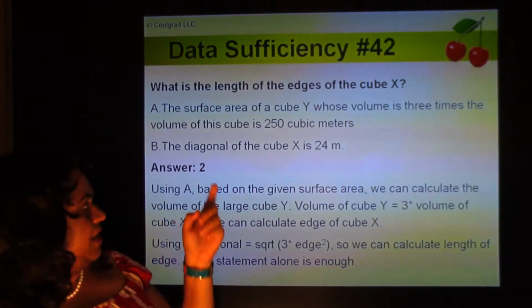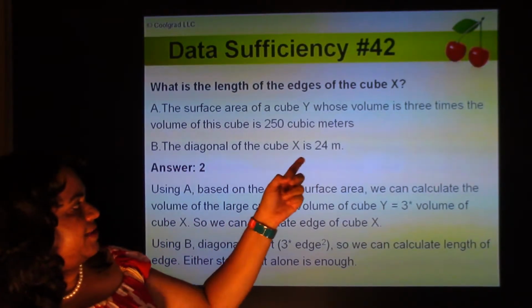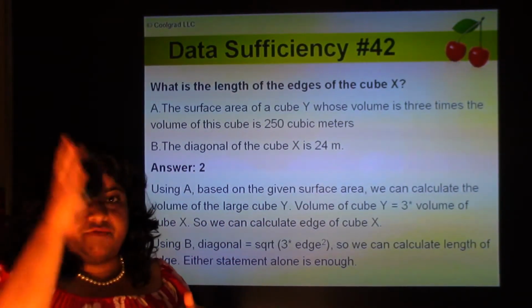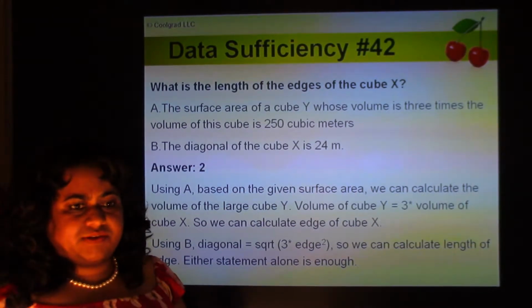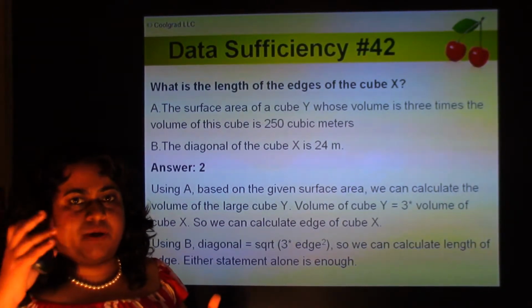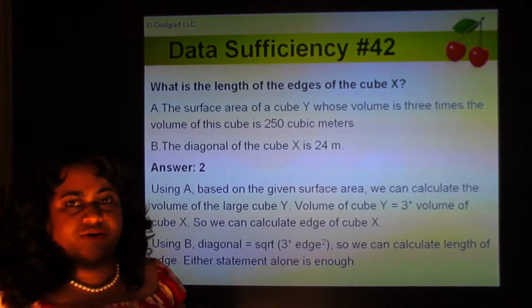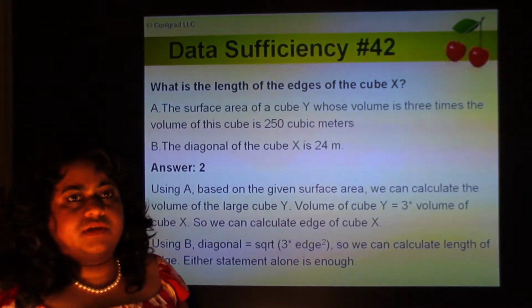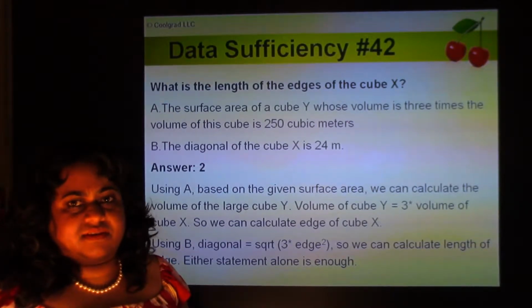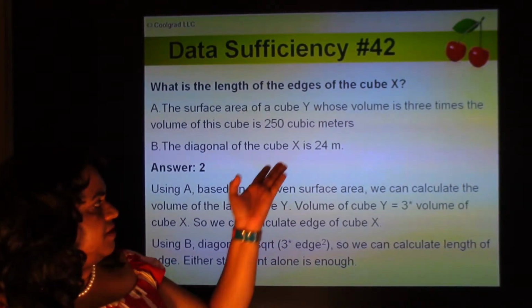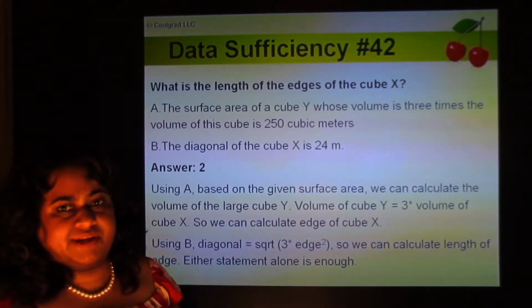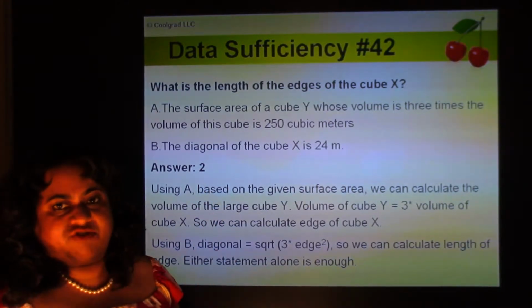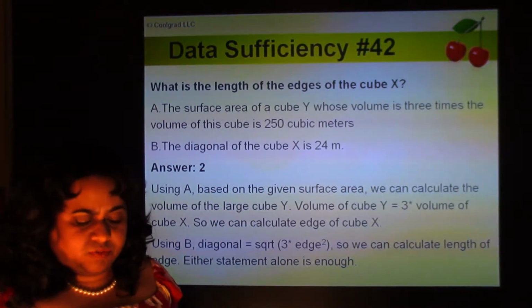So using statement B alone, the diagonal of the cube x is 24 meters. So the diagonal of a cube, what is it? So say x squared plus x squared plus x squared, that's 3x squared, and you take the square root of that. So it's square root of 3 times x. So that is 24 meters. So directly you can calculate x. So either statement alone is sufficient. So we pick option 2.